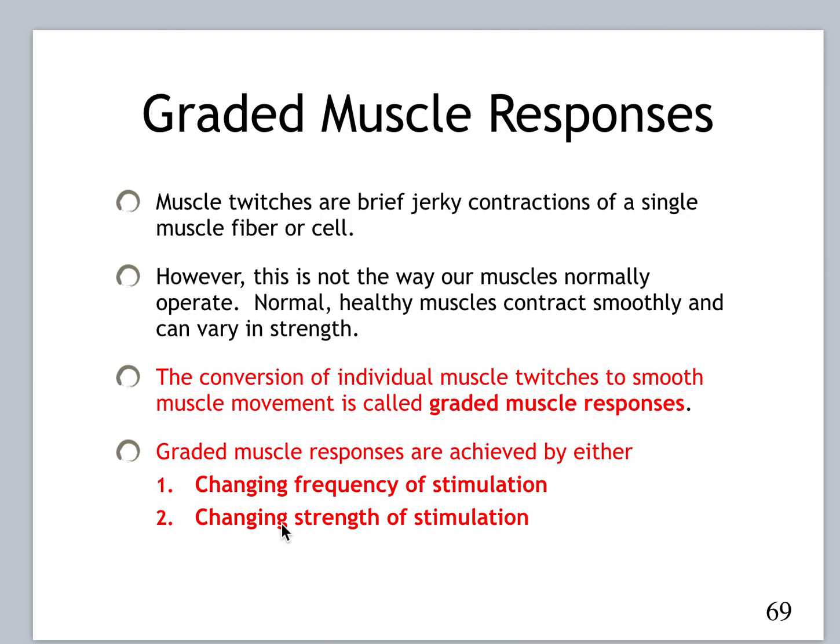Now there's graded muscle responses. The muscle twitches that we just talked about are brief, jerky contractions of a single muscle cell or fiber. But that's not the way our muscles normally contract. Normal, healthy muscles contract smoothly and vary in strength. To get from this jerky muscle twitch to a smooth muscle contraction, there's conditions called graded muscle responses.